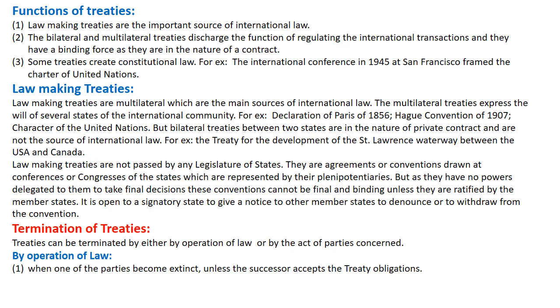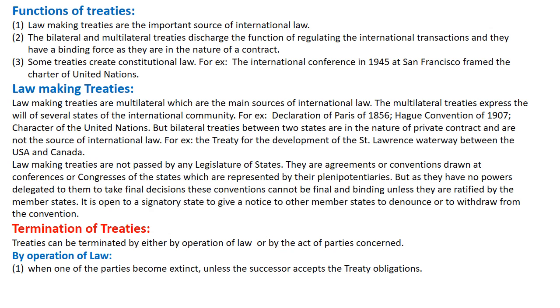Multilateral treaties involve many states, and this becomes the source of international law. Multilateral treaties express the will of several states in the international community. For example, the Declaration of Paris of 1856, the Hague Convention of 1907, and the Charter of the United Nations are all multilateral treaties. But bilateral treaties between two states are in the nature of private contracts, not of international law. For example, the treaty on the development of the St. Lawrence waterway between the USA and Canada.